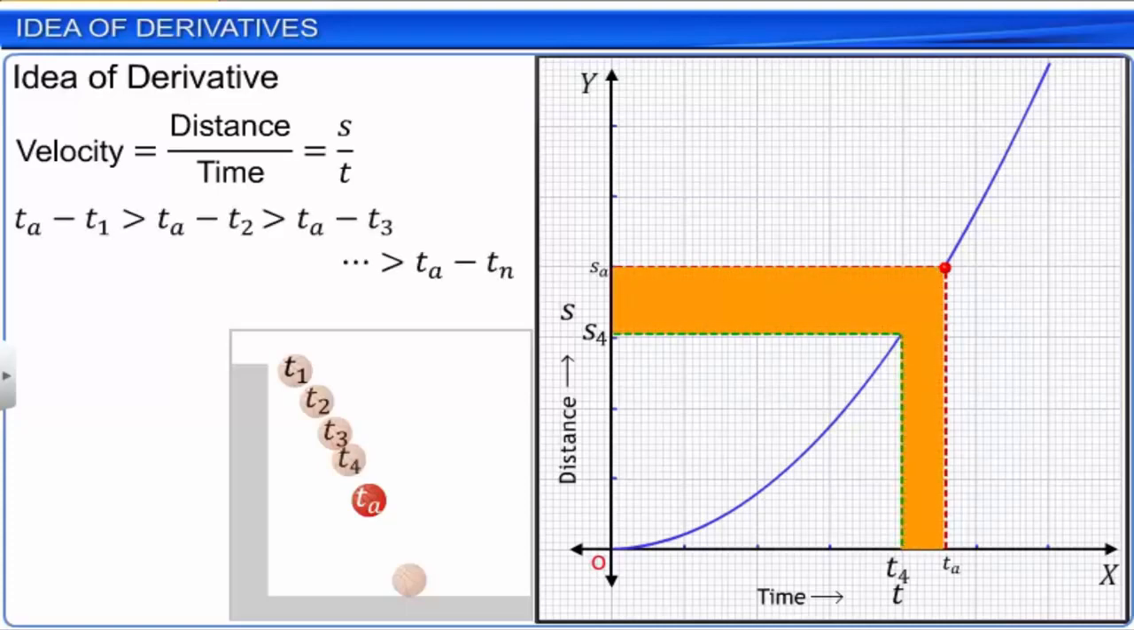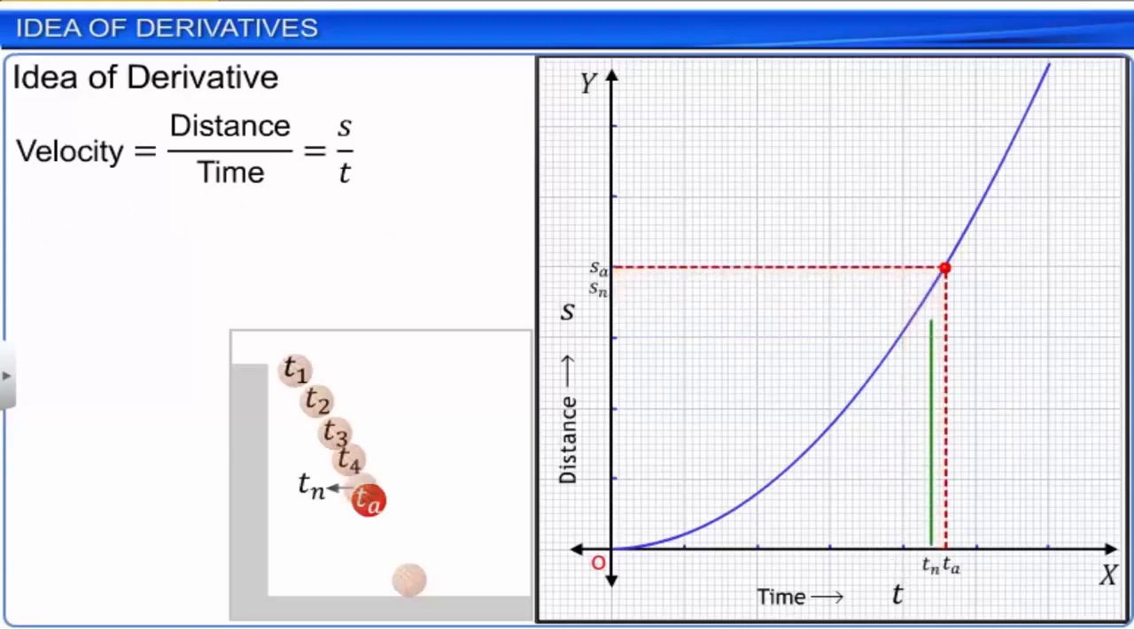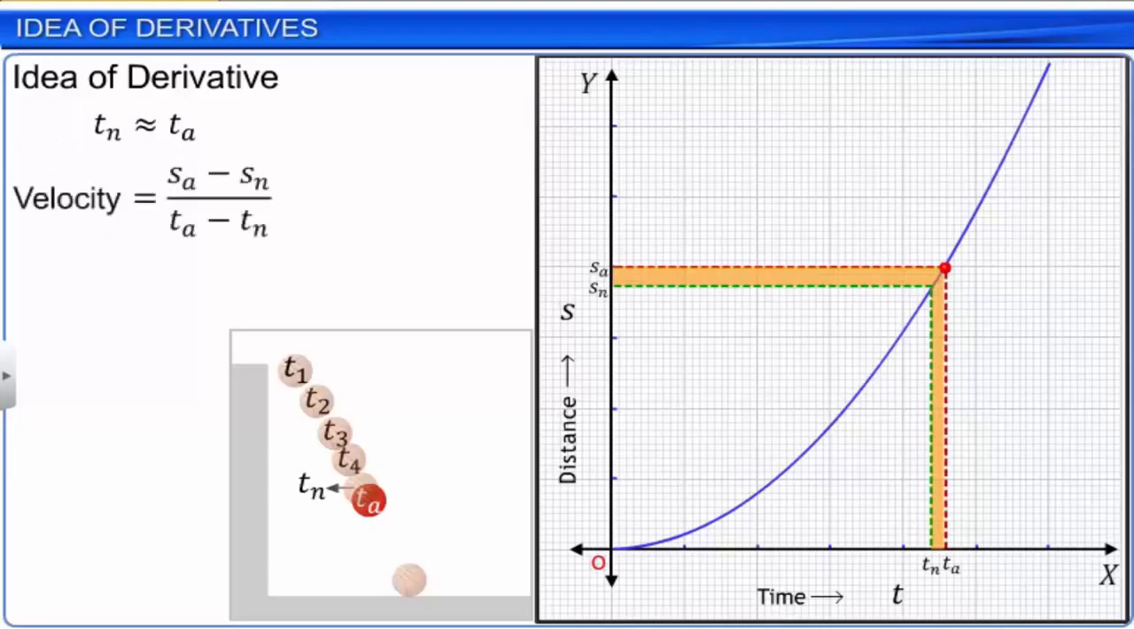Now, we come close to the instant of time, a, at an instant, say tn. If we continue the process to an extent where we bring the interval very close, then we arrive at the derivative. In this fashion, the velocity of the body at the instant, a seconds, can be found accurately.